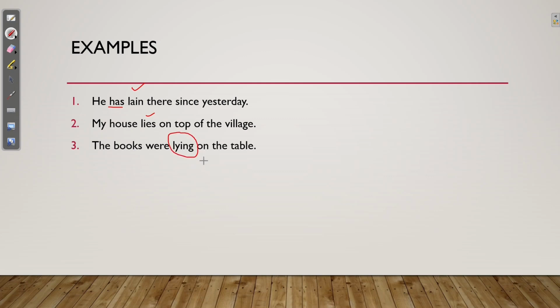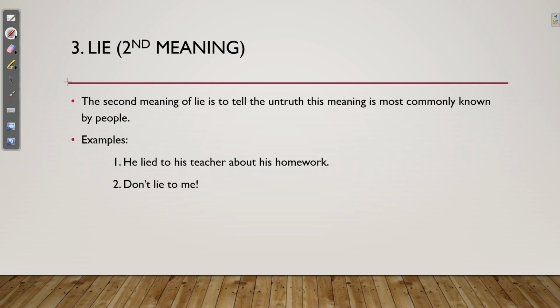So the books were lying on the table, that is, the books were in a horizontal position on the table, all right? So remember these tips and tricks to get the correct solution for your questions, all right? Okay, next, we have the second meaning of lie, which, as I already told you, is the most commonly known meaning of lie, right? So most people know this meaning. Most people are familiar with the first meaning we covered.